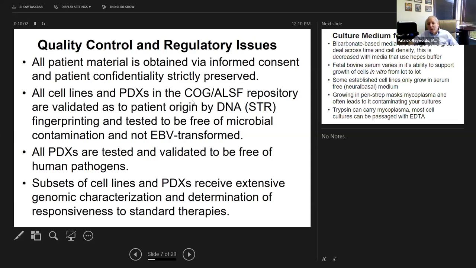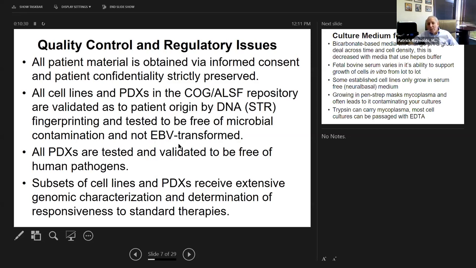So every single one of these models in there is validated to patient origin. For the older ones, we don't have actual patient material, but for all the new models, and there's a large number of them, we actually have original patient material that we've run DNA short tandem repeat assay on. And those are used to compare and make sure that what we're giving out is coming from the patient we thought it was. We also test them to make sure they're free of microbial contamination, that they don't have any mycoplasma, and that they're not EBV transformed.